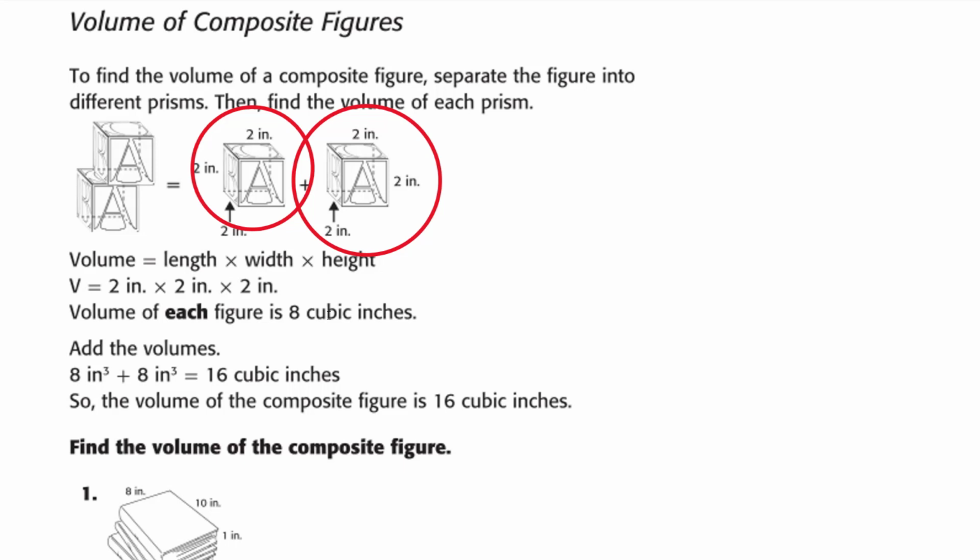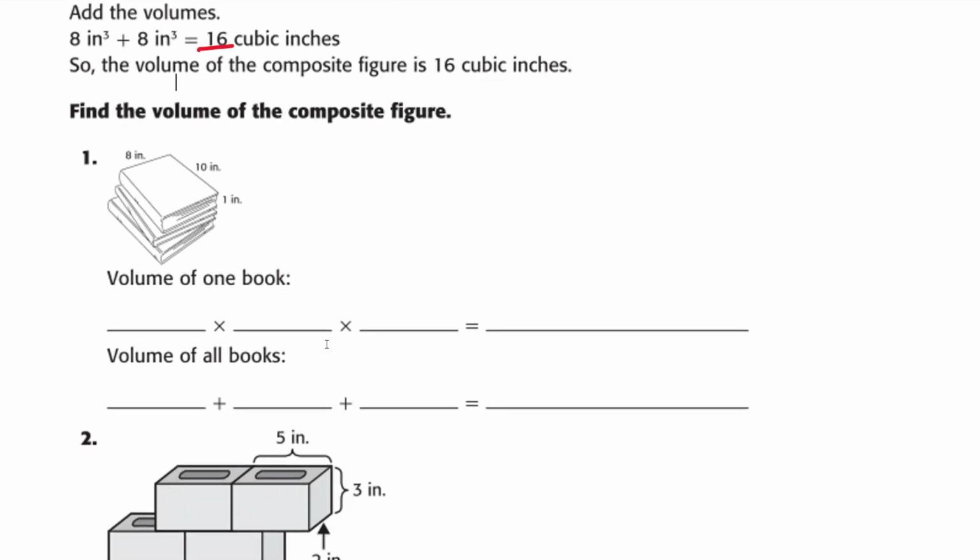So, if this one is 2 times 2, which is 4, times 2, which is 8, and then I add this one, 2 times 2, which is 4, times 2, which is 8, 8 plus 8 is going to be 16 cubic inches. So that was cheesy easy. Now we're down to these books, and let's talk about how this book looks.